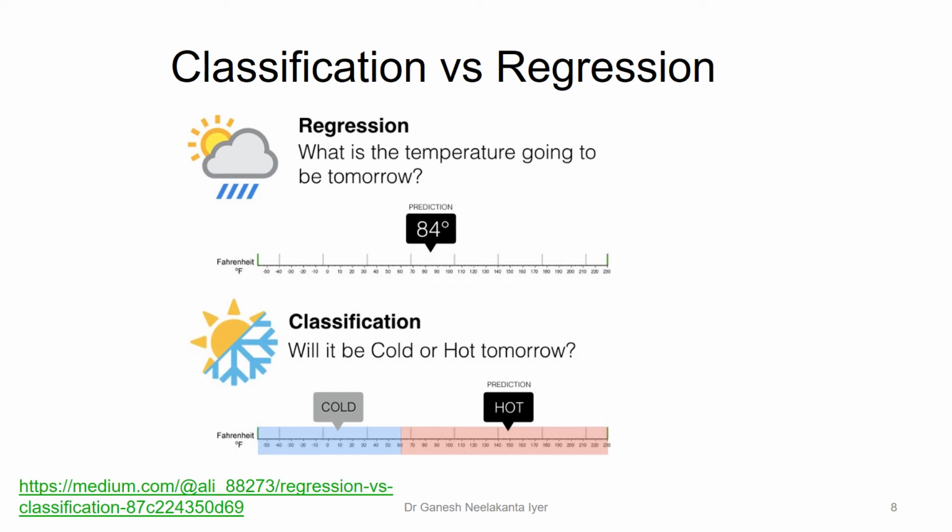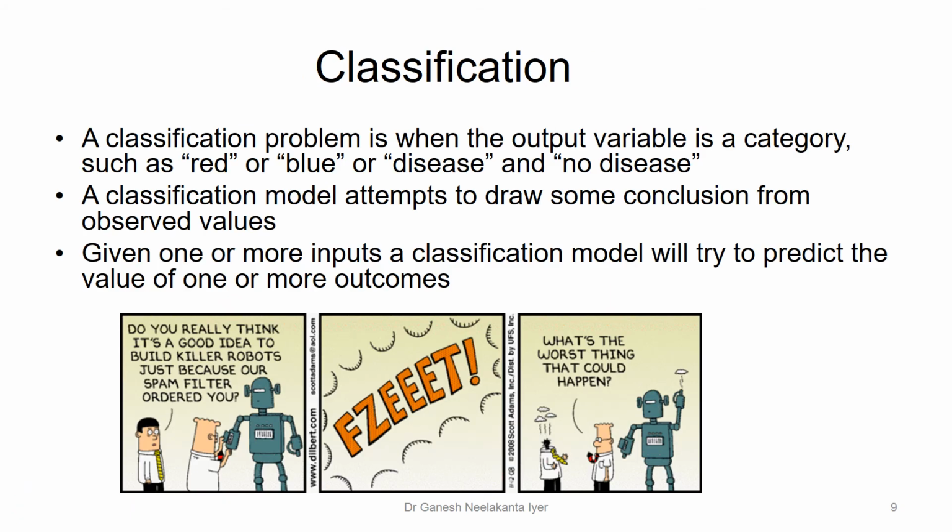The regression can give you an answer which is a real value. They are in a continuous variable, continuous line. Classification takes values as output which are from a known set of values, only from that list, nothing beyond. A classification problem is when the input variable is a category, such as a color, a disease, or weather. It attempts to draw some conclusion from observed values. Given one or more inputs, a classification model will try to predict the value of one or more outcomes.